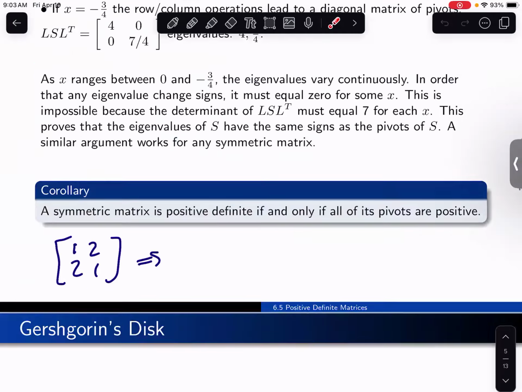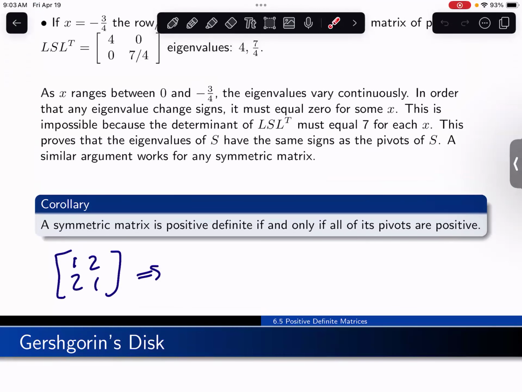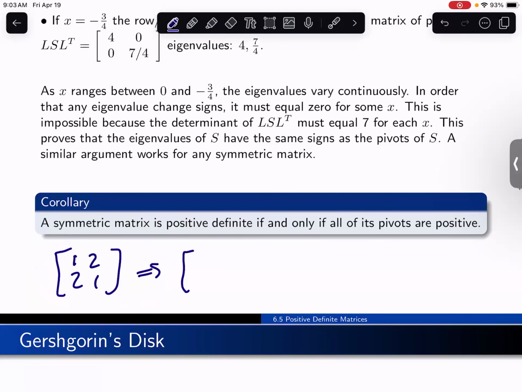So I have a little example written out before going through the proposition. When it's talking about the pivots, it's just saying that if you were to reduce this matrix into upper triangular form, it would look like the following. You take row 1, multiply by -2, and add it to row 2. So you would get the matrix 1, 2, 0, -3. And so the pivots in this case are 1 and -3.